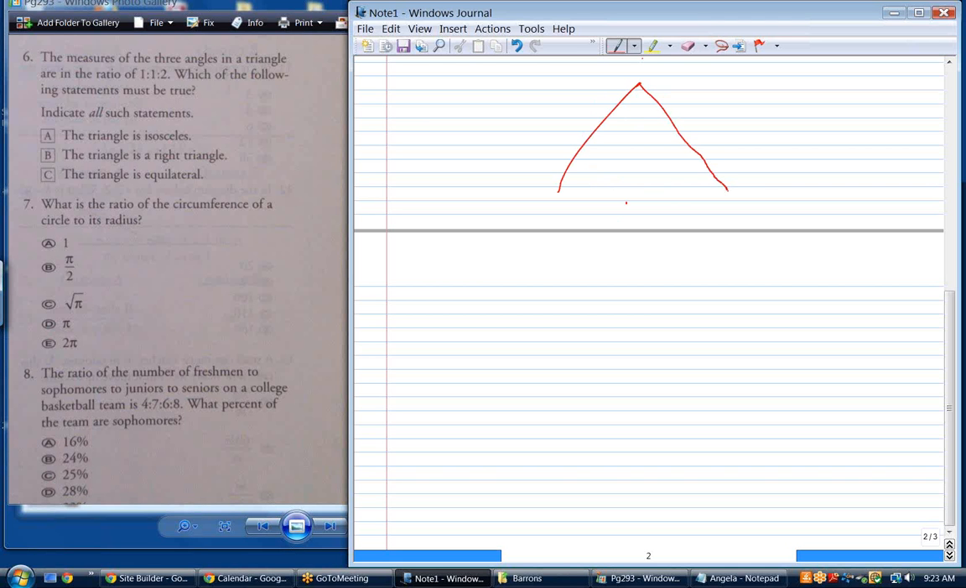So if we want to draw a picture, 1, 1, 2. Excuse me, that's not a good picture. X, X, 2x. Because it's the 3 angles that are in the ratio of 1 to 1 to 2. And I can't say 1, 1, and 2 because that adds up to 4, and I know these have to add up to 180. So I have to use a variable, x.